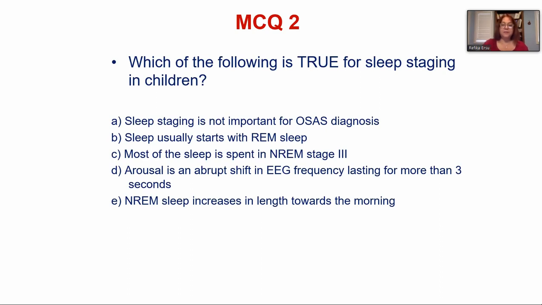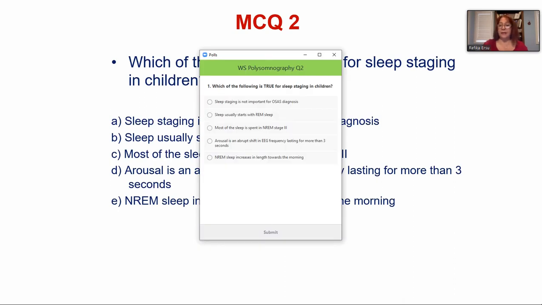So now we'll go to the sleep scoring, and I have a question for you. Which of the following is true for sleep staging in children? Sleep staging is not important for obstructive sleep apnea diagnosis. After all, we decide on the respiratory signals. Sleep usually starts with REM sleep in children. Most of the sleep is spent in non-REM stage 3 in children. Arousal is an abrupt shift in EEG frequency lasting for more than 3 seconds. And lastly, non-REM sleep increases in length towards the morning.